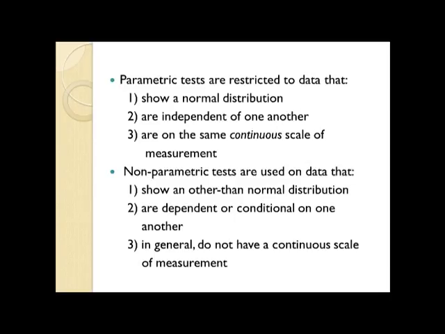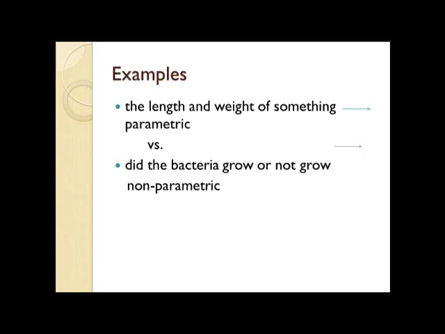If we look at non-parametric tests, as I said earlier, you can use it on data which shows a non-normal distribution, or a distribution which is other than normal. Now for non-parametric tests, you can have variables which are dependent or conditional on one another. Which means that there can be one dependent and another independent variable, or there can be more than two dependent variables and so on. And in general, they do not have a continuous scale of measurement. So you can use non-parametric tests for categorical data. So this is the basic difference between parametric and non-parametric.